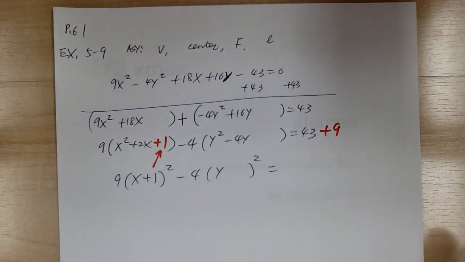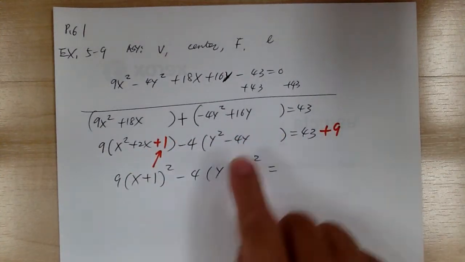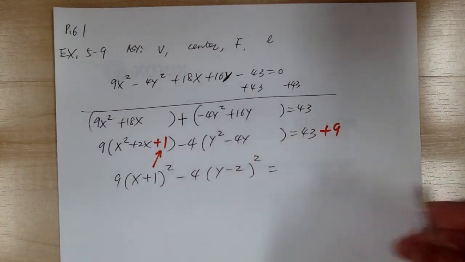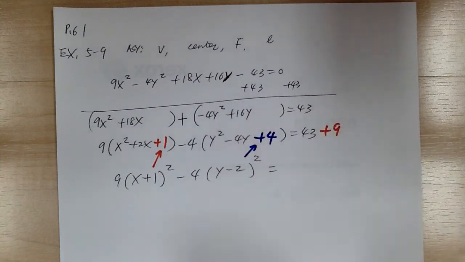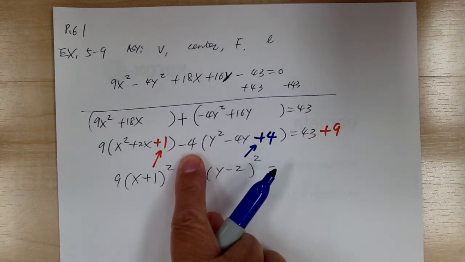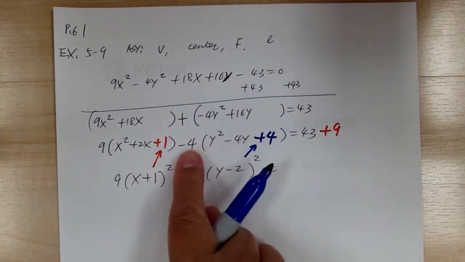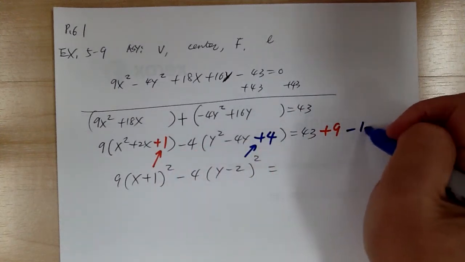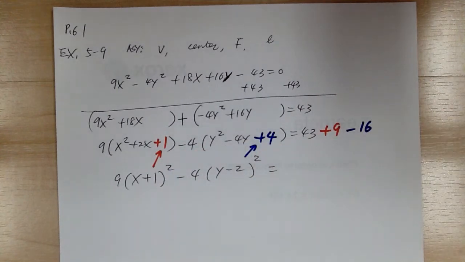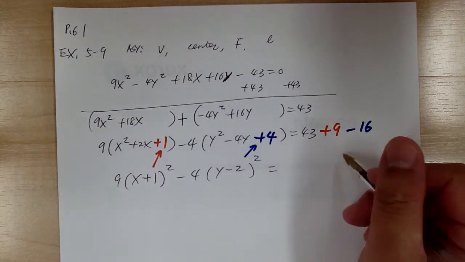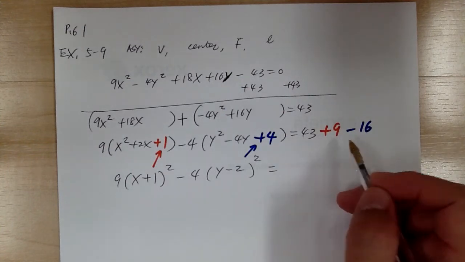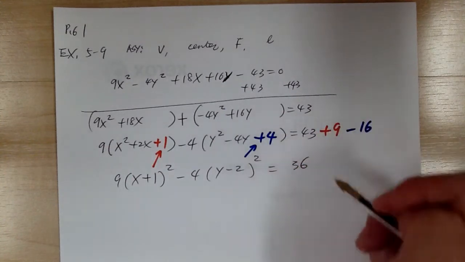Over here, you need to get minus 2. So minus 2 squared gives you plus 4. And there's a negative 4 in front, so when you multiply, you're going to get minus 16. Okay, so once you do that, you go ahead and subtract. You're going to get 36.